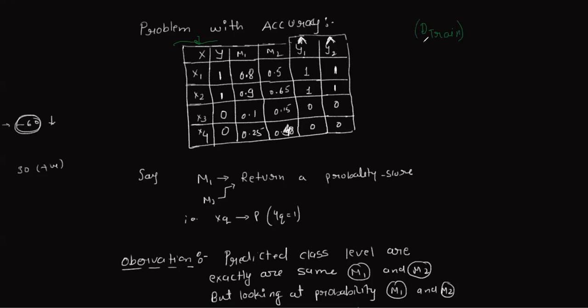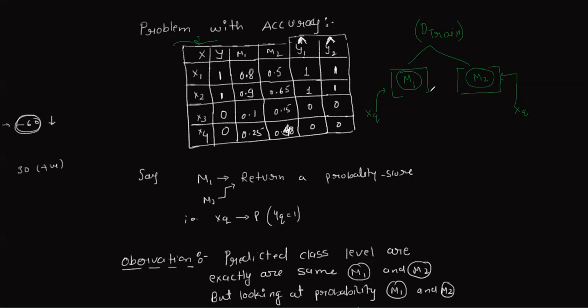Based on this data, I created two different models. Let's call them model one and model two. This is the model which I have created using my D train. Now, suppose I give the query point, let's call it XQ, to this model, and similarly I give this query point to this model. Both are two different models.